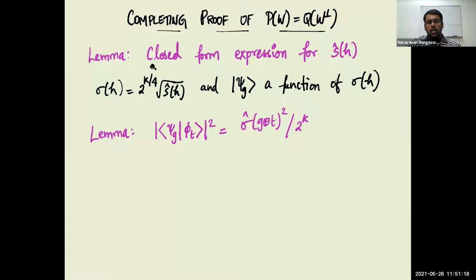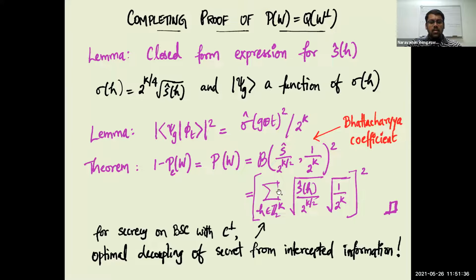Therefore, using that, we can give a closed form expression for s hat, which also gives a closed form expression for sigma. And using this, we can establish the inner products between the measurement vectors and the code states to be the Fourier transform of the sigma function. And finally, that gives the result that the block success probability, which is 1 minus the block error rate, is exactly the squared Bhattacharyya coefficient between this s hat function and the uniform distribution. And we already showed that s hat is the posterior for the dual problem. And so this establishes the result.